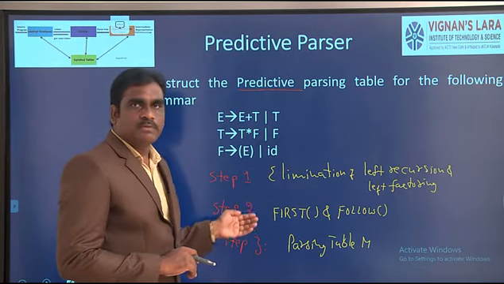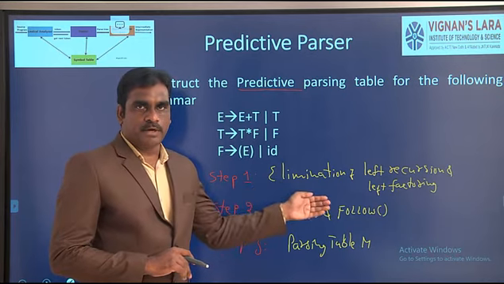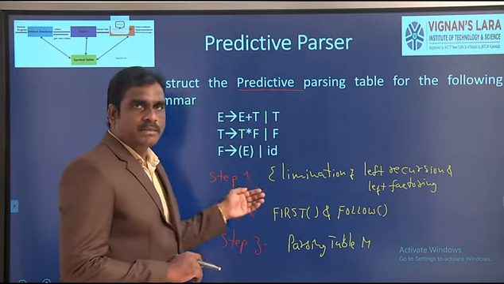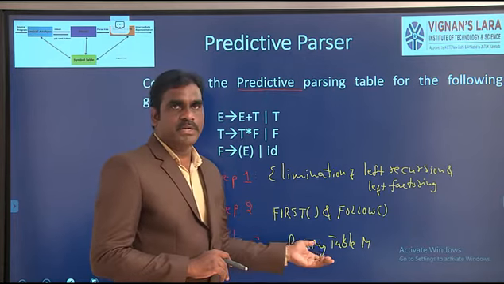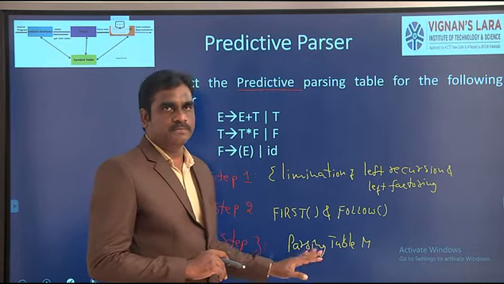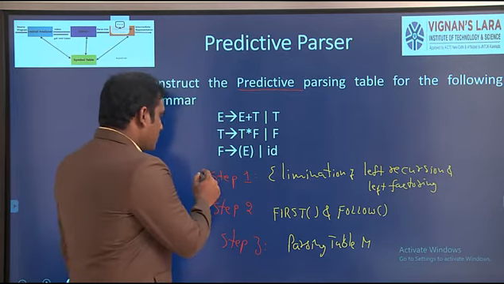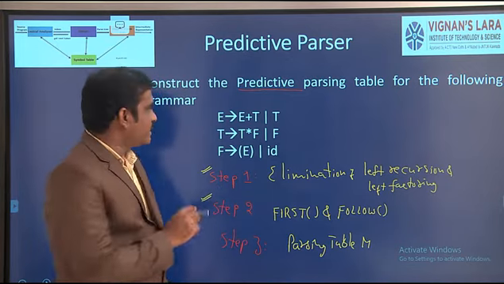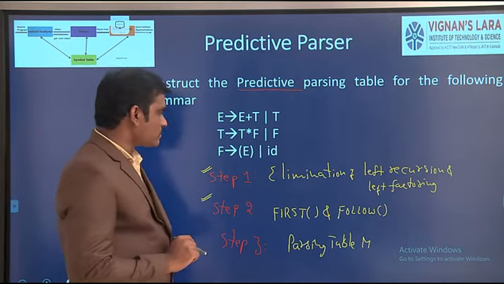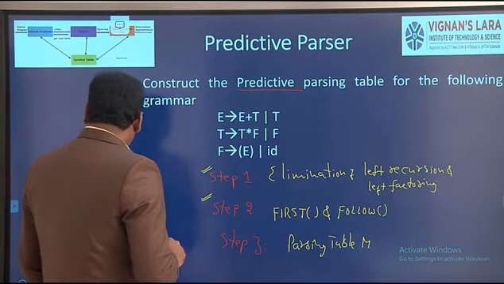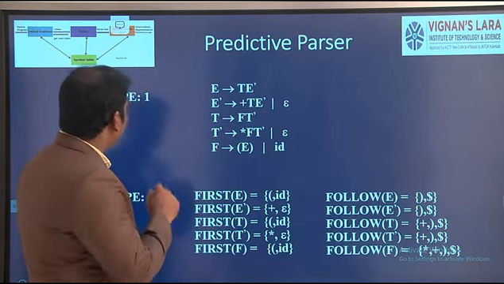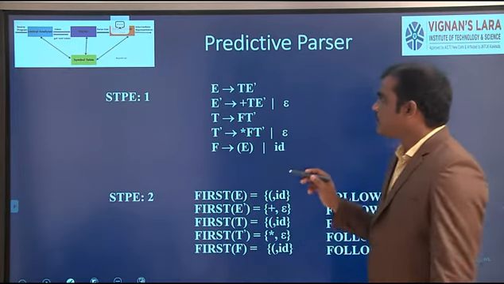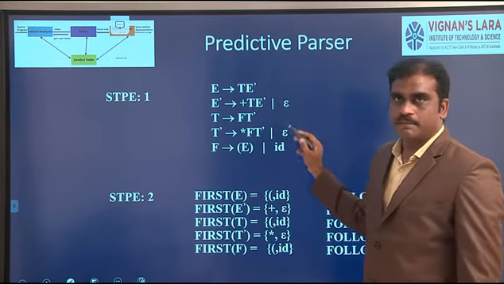Second step, find first and follow. Third step, applying the algorithm and construct a table, the parsing table. The first step and second step are already over for the same grammar. That's why I need not mention all of step 1 and step 2. Here I can write the answers directly.